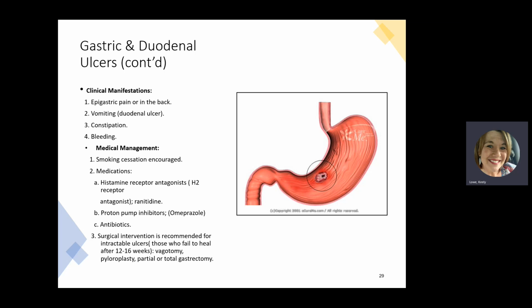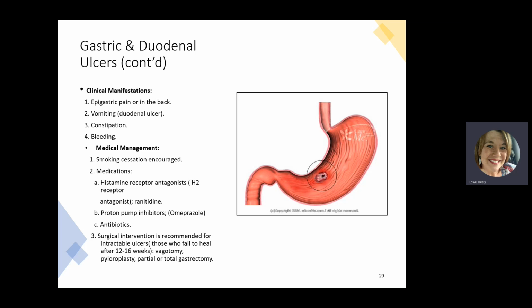Okay? If they have something called intractable ulcers that are not healing, again, our fear is that they become so deep that they eat through the lining of the stomach or small intestine and leak out into the peritoneum, and that's deadly for our patient. So they may remove parts of that.